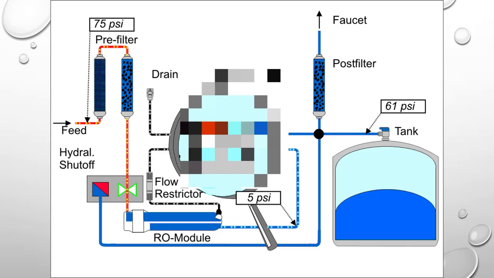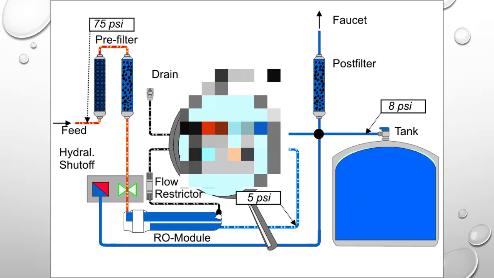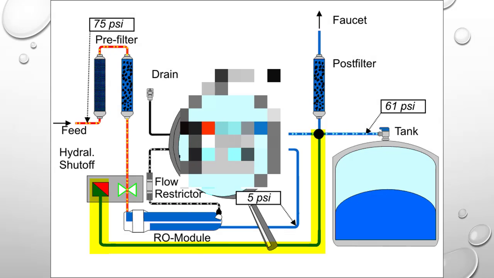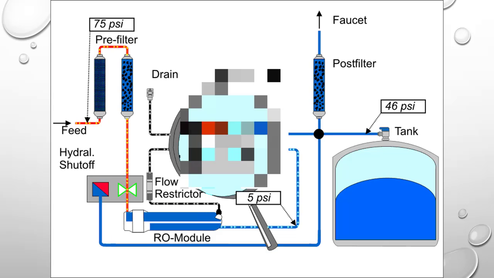As that storage tank fills up, the hydraulic shutoff, you can see, has a line coming from the storage tank area, and as that storage tank fills up to a point that moves the hydraulic shutoff diaphragm to a shutoff position, that hydraulic shutoff will shut off the incoming water.